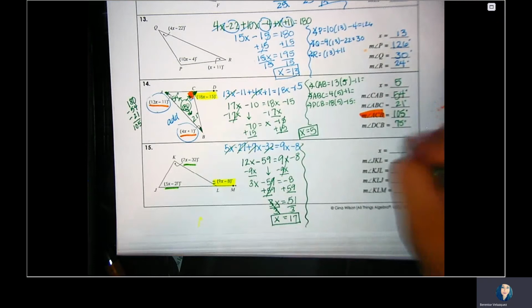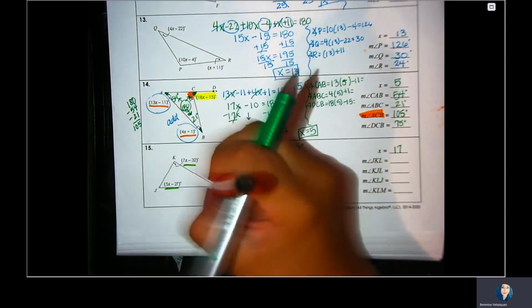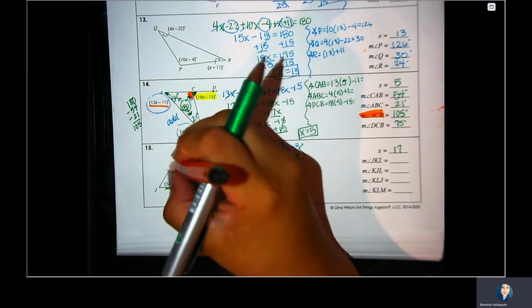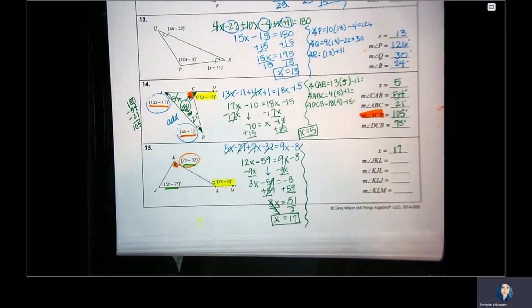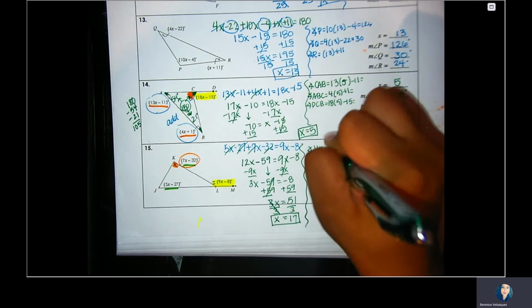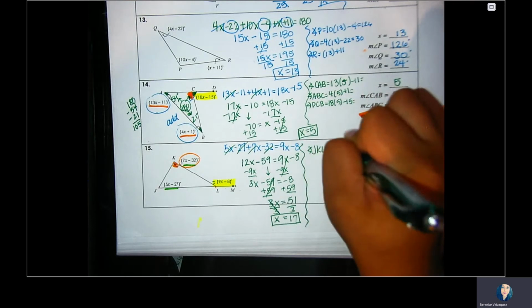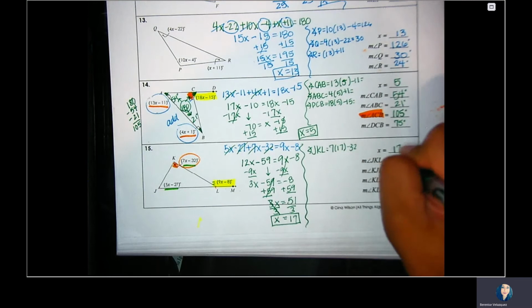Now, put that one in here, and then we have to plug in. So first I'm going to find JKL. JKL, this corner here. Looking at the arrow, that would be this one. So I'm going to go JKL will be 7 times 17 minus 32. I plug that in, I get 87.